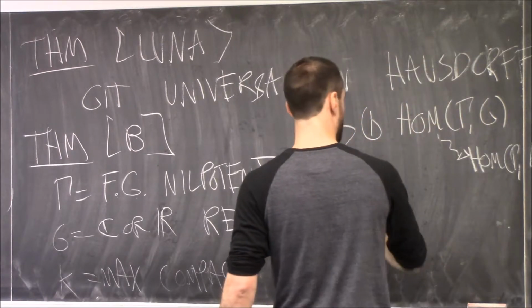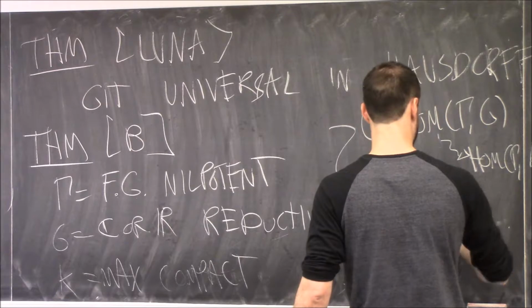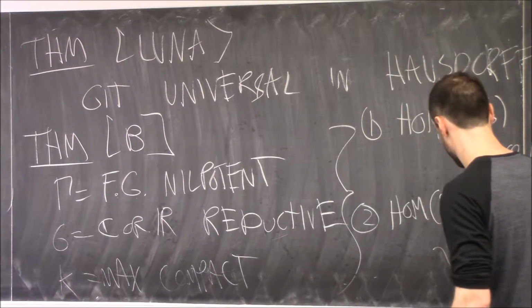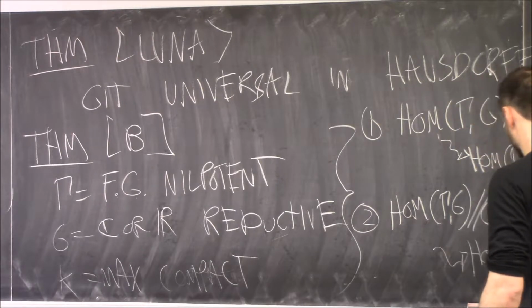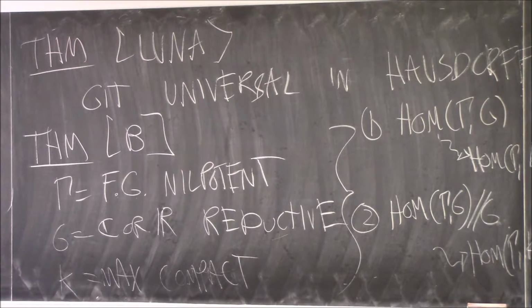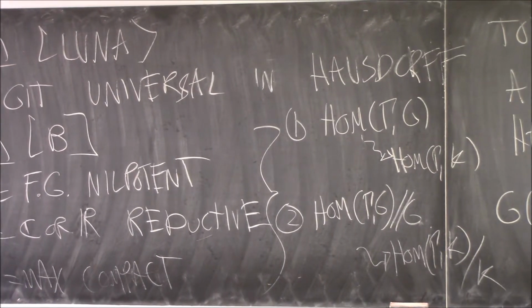And two, there's also a deformation retraction from Hom(Γ, G)//G down to Hom(Γ, K)/K, single bar K. And the reason there's a single bar there is because all orbits of compact Lie groups are closed. So the Hausdorff issue doesn't arise here.